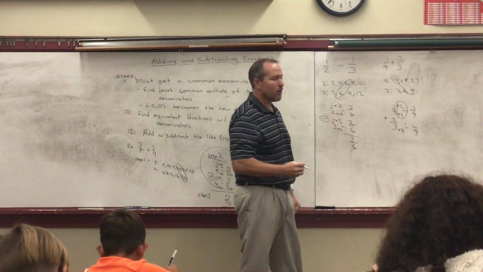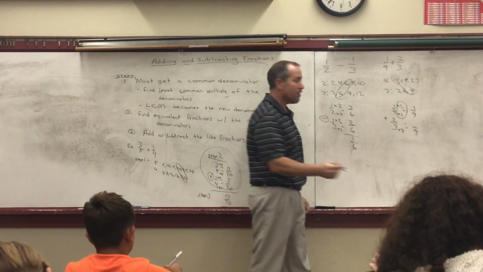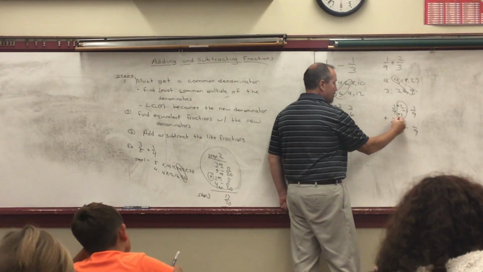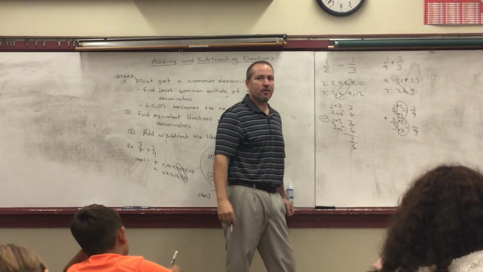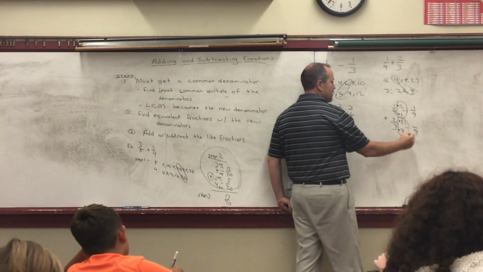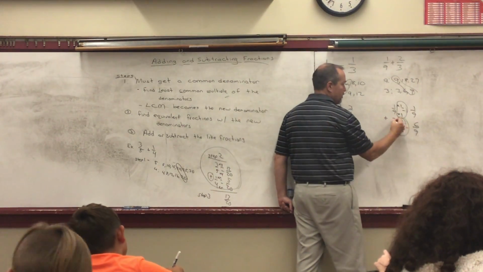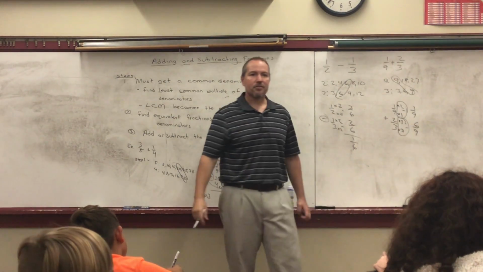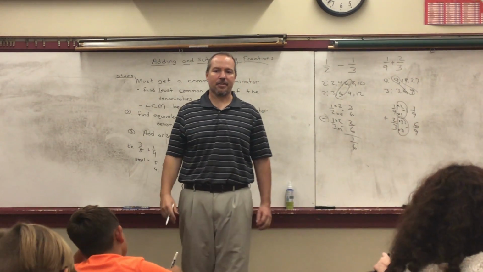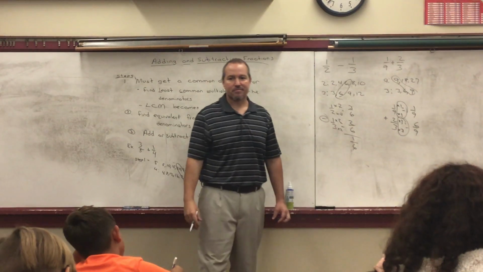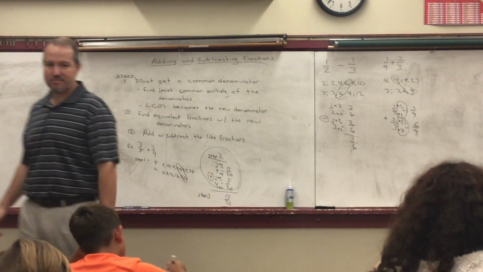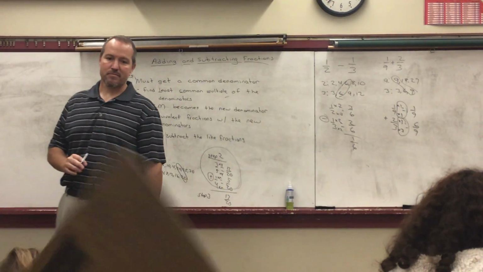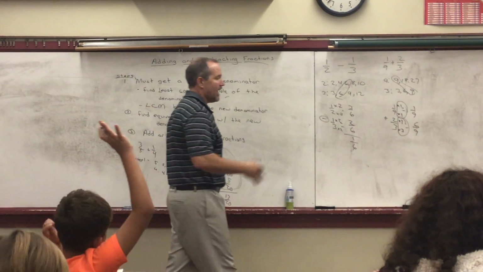Now, what are we going to do? What are we going to take the top times? 3. Both times the same thing. 2 times 3 is 6. So now you should have 1/9 plus 6/9. And now go ahead and add them.